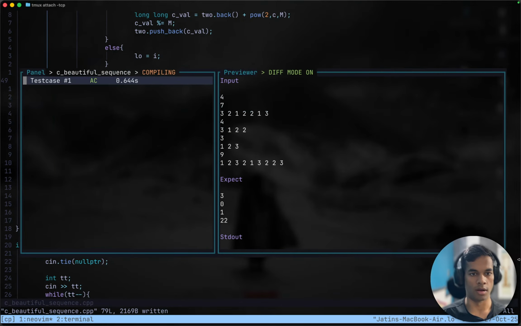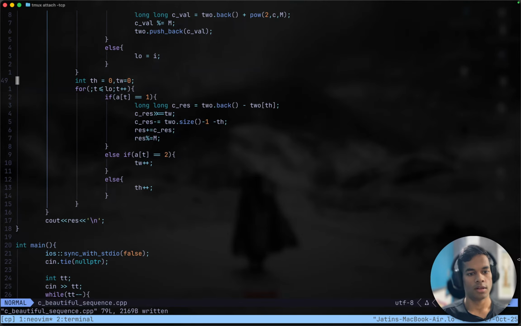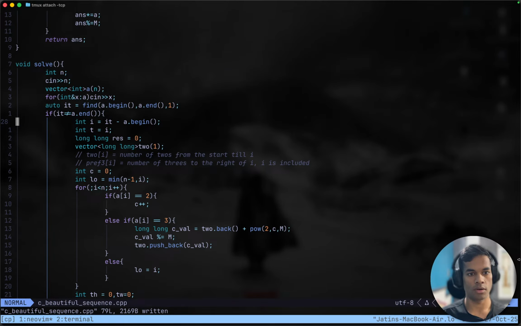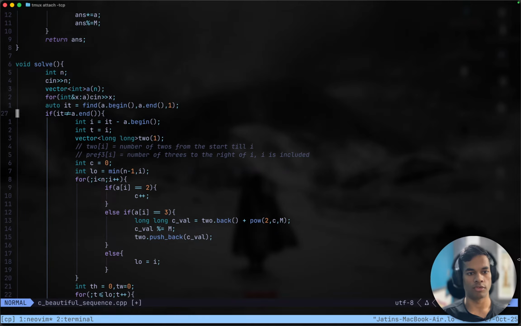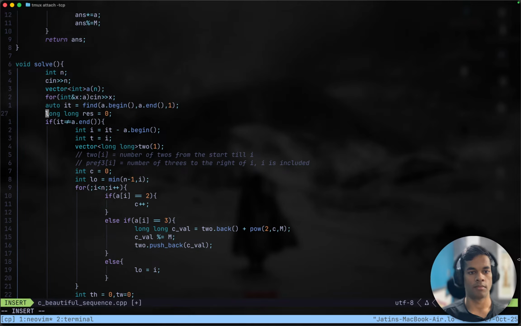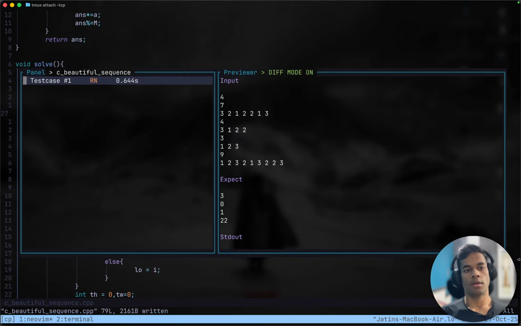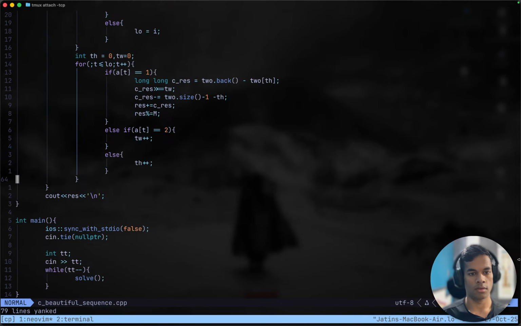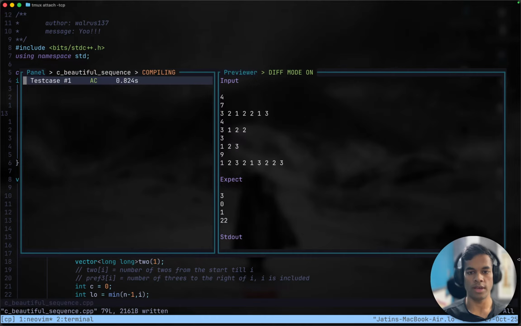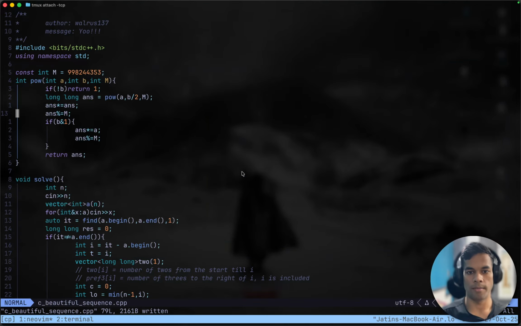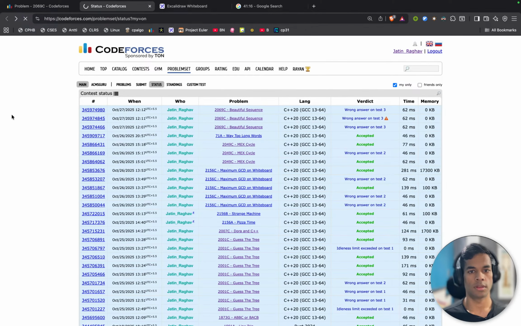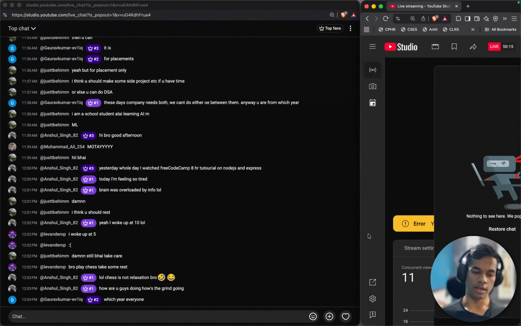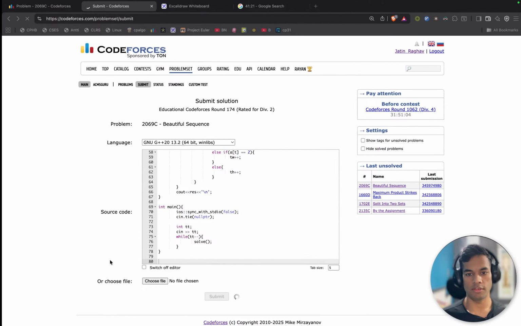Okay, rest does not exist because rest was declared here. Now rest does exist. Wait, this does work. Let's see. This should also work. 11 is a prime number.